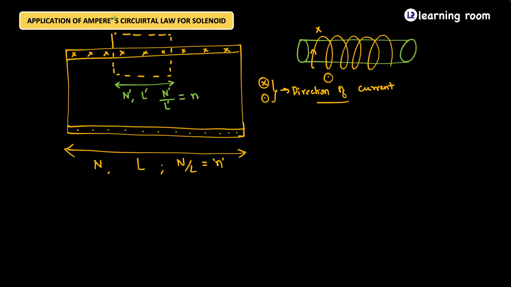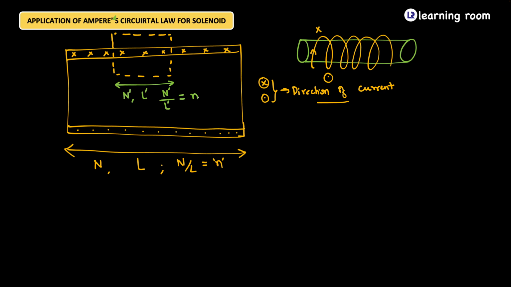Means the number of turns can change, the length can change, but the ratio of those two quantities will always be a constant. That is how the windings are. The windings are equally spaced. Am I clear with this? So the number density is going to be the same, right?